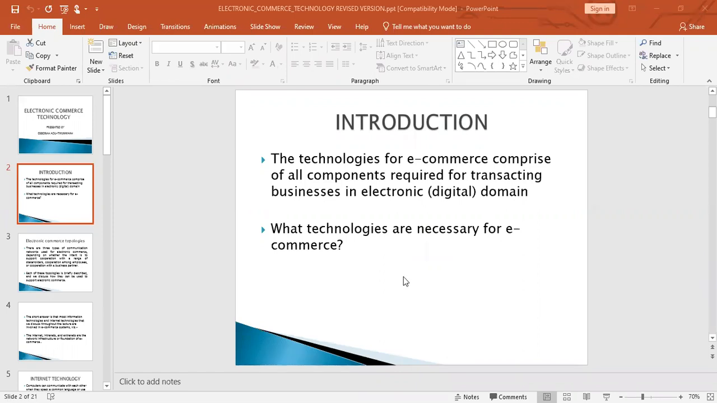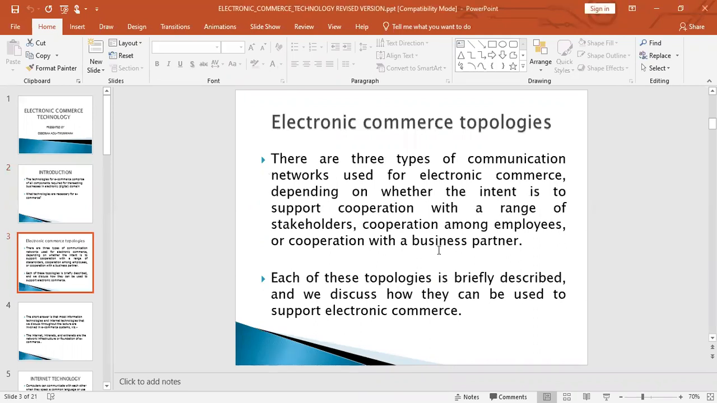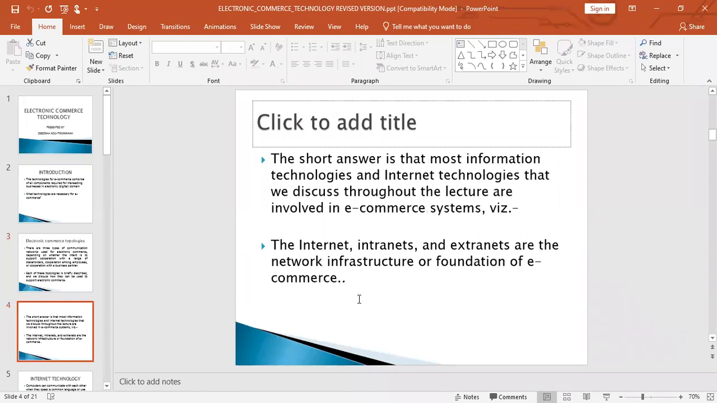Now, even though I have made mention of the fact that electronic commerce technologies involve so many technologies, including those we saw under electronic banking, when we talk about electronic commerce or electronic business technologies, basically we are referring to three main technologies, or you can say three types of communication networks. They help with electronic commerce transactions or business transactions. These three technologies are the internet, the intranet, and the extranet. The internet, the intranet, and the extranet.